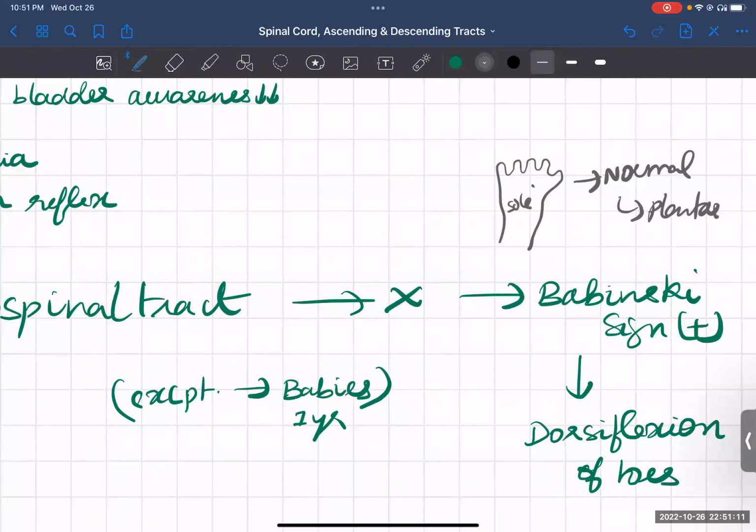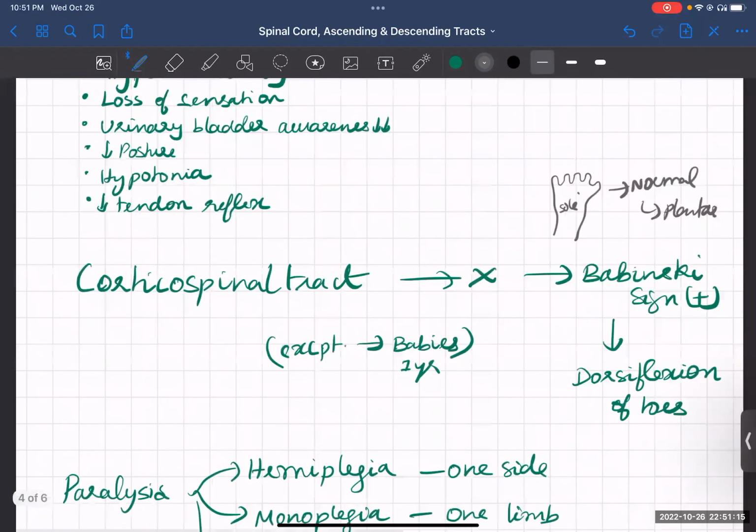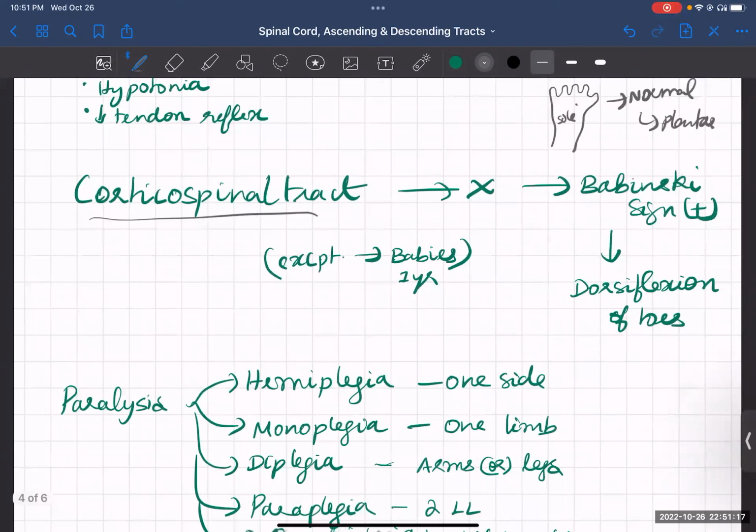Normal is plantar flexion. But when the corticospinal tract is destroyed, there is going to be dorsiflexion of toes. So that means it's going to come up, and the toes are going to spread apart. When this happens, it is called positive Babinski sign.